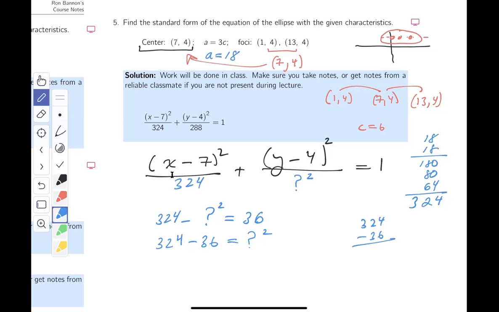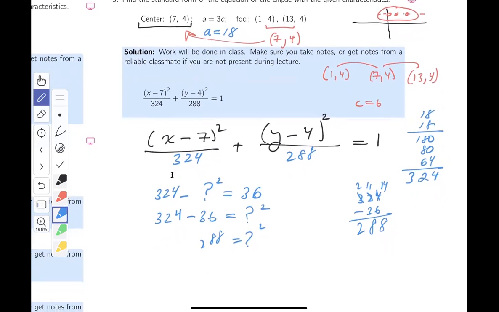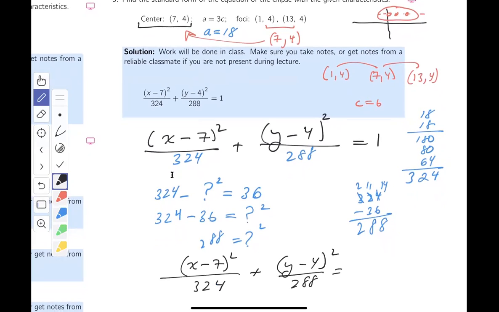Well, let's see what you get over there. Let me borrow. And let's see how to borrow here. The question mark squared is 288. Let me write that down for you. Let me just clean it up a little bit, put it in one color, and make sure we get what we need. (x minus 7) squared over 324 plus (y minus 4) squared over 288 is equal to 1.